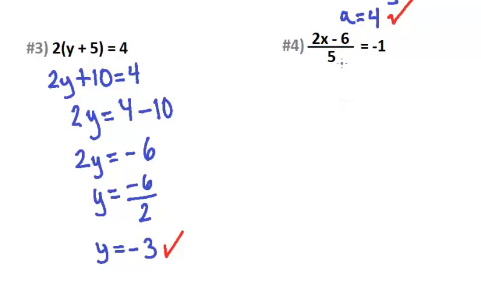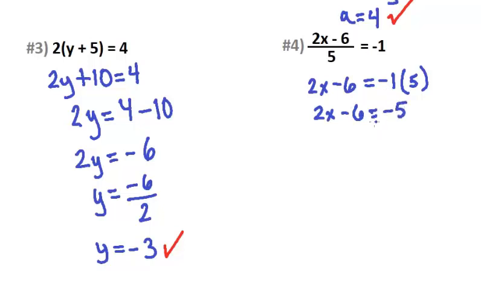How do you get rid of a division? Well, you pass to multiply. So I am going to pass the 5 to multiply. I'm going to leave the other ones up. 2x minus 6 equals. This 5 is going to multiply on the other side, so it's going to be minus 1 times 5. Then we just multiply. 2x minus 6 equals minus 1 times 5, negative 5.